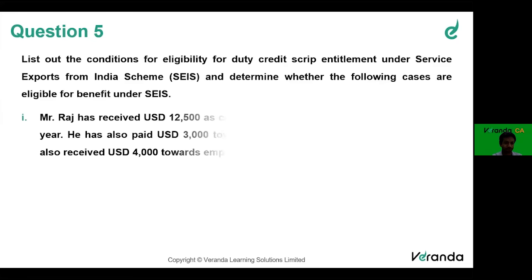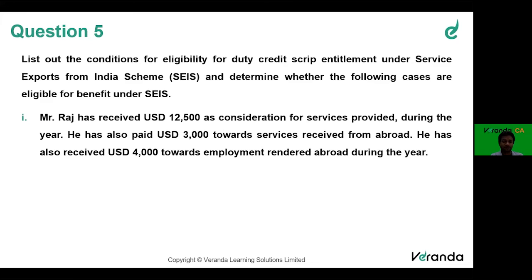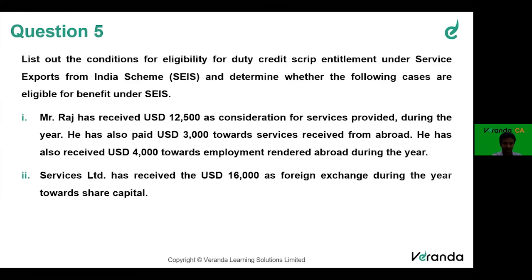Let's see what the question says. Mr. Raj has received $12,500 as consideration for the services provided during the year. He has also paid $3,000 towards services received from abroad. So he provided some service outside the country, got $12,500, and in turn paid $3,000 to his suppliers outside the country from where he received service. He has also received $4,000 towards employment rendered abroad during the year. Let's cover it one by one.